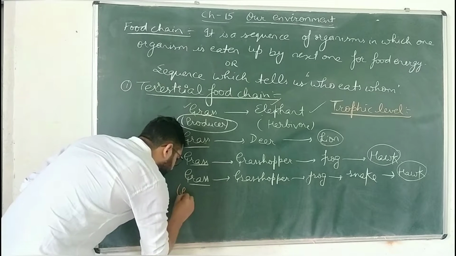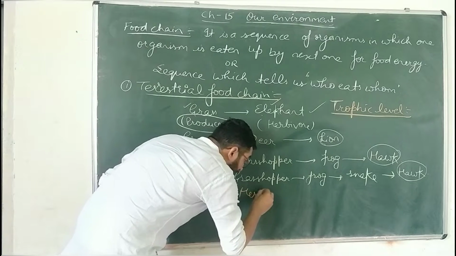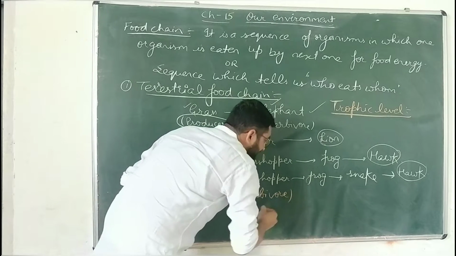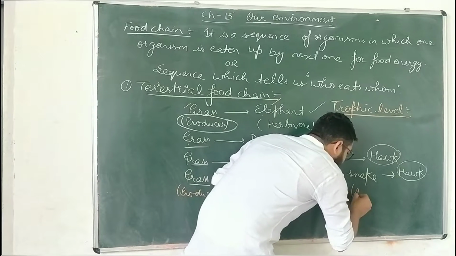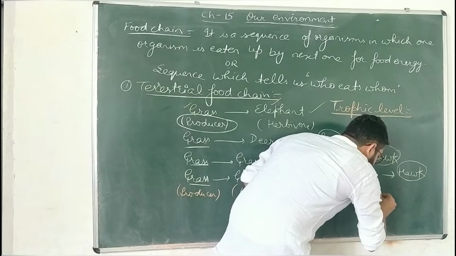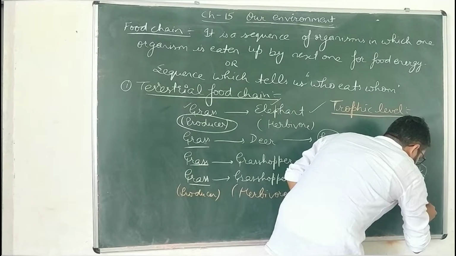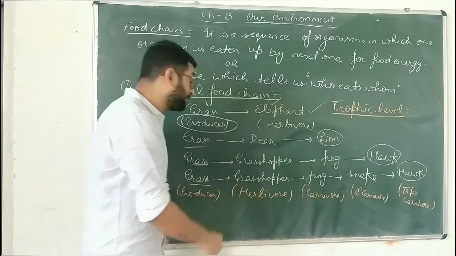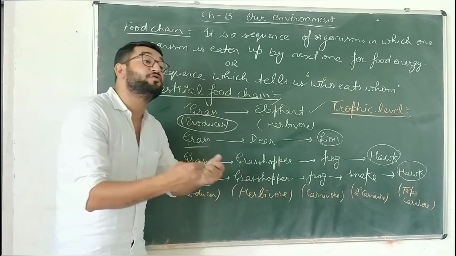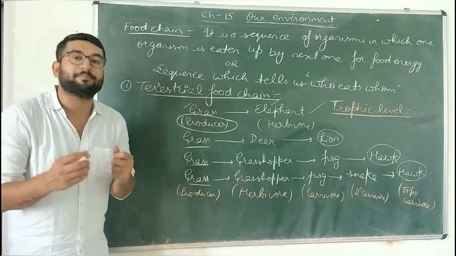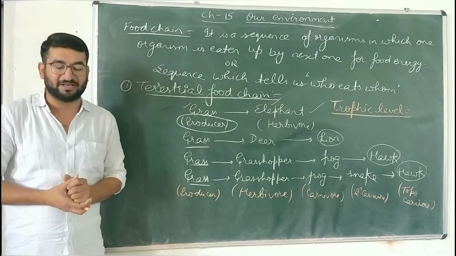For example, this one is producer, this one is herbivore, the primary consumer, this is carnivore, this is secondary carnivore, and this one is top carnivore. So these are the various trophic levels of a food chain. So each individual step at which the food energy is transferred is known as trophic level. And usually the food chains are of 5 to 6 trophic levels.